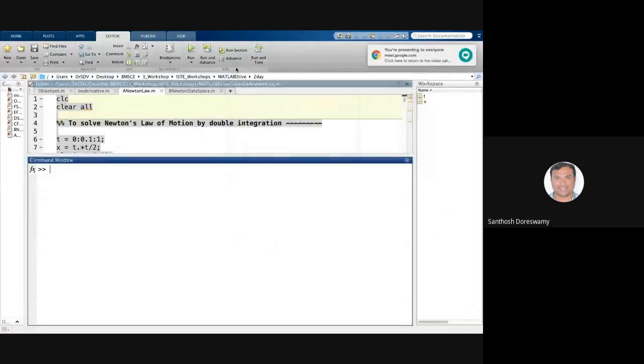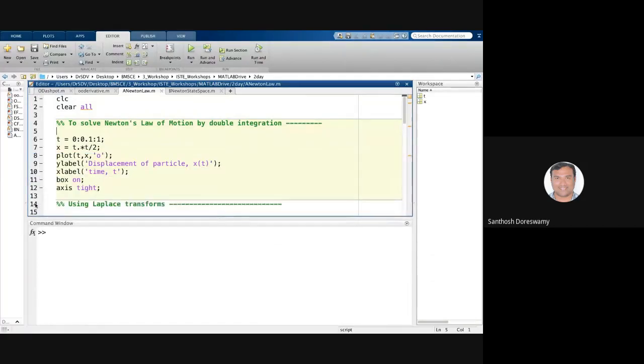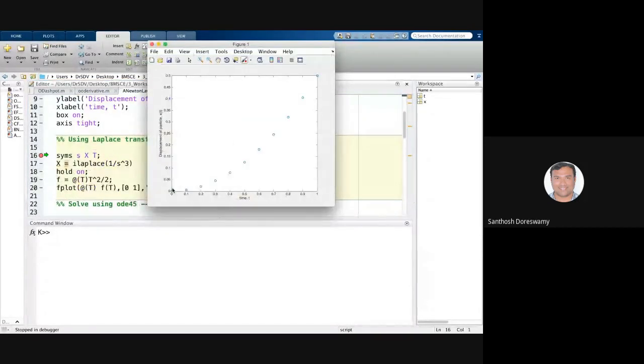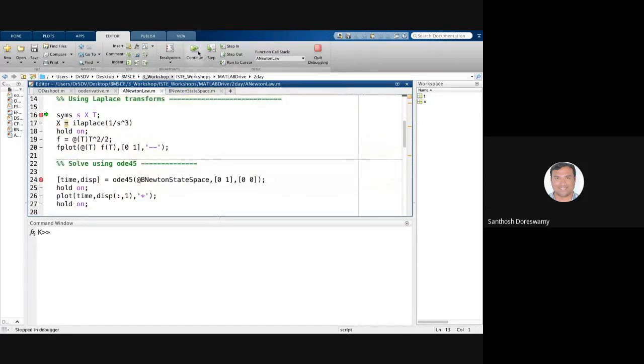You should clear that. Here, if I put a pointer here and execute this program, there it is. You will have the series of points that got computed using the double integration that you did. You can also use the dsolve command that is available in MATLAB to do that. Next, we'll use Laplace transforms to execute this before we get into ODE.